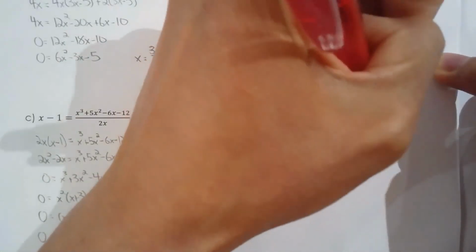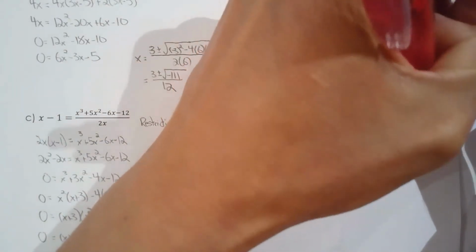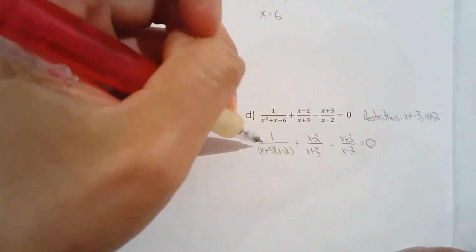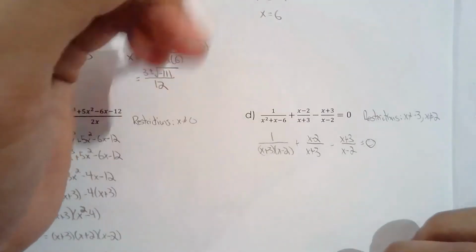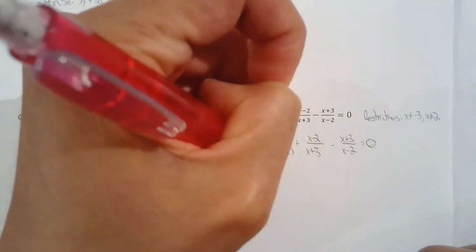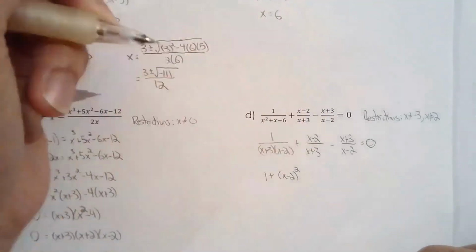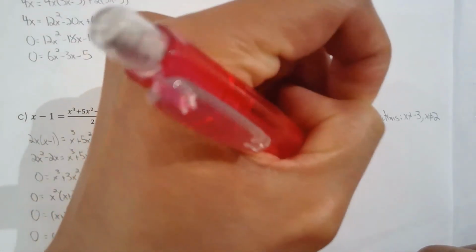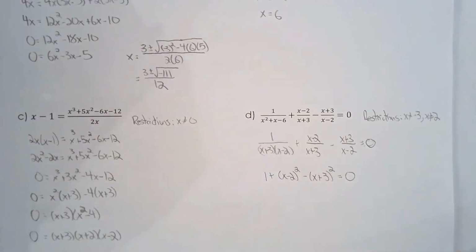So, restrictions, let's get that out of the way. X cannot equal negative 3, x cannot equal 2. All right, so multiply both sides by the lowest common denominator, which is x plus 3 times x minus 2. Which means this is equal to 1. This will cancel out the common factor of x plus 3, so you're left with x minus 2 all squared. This will be x plus 3 all squared. And 0 times anything is 0.